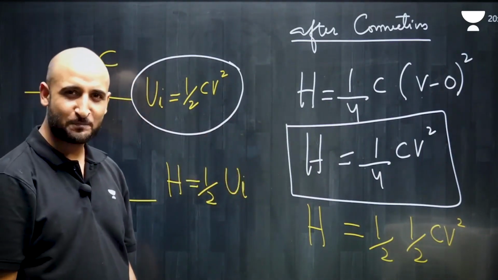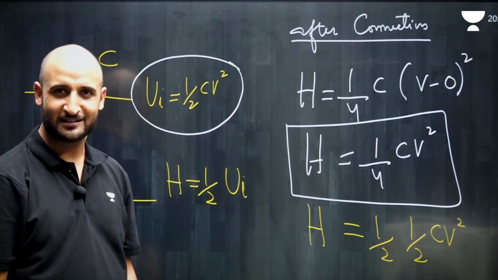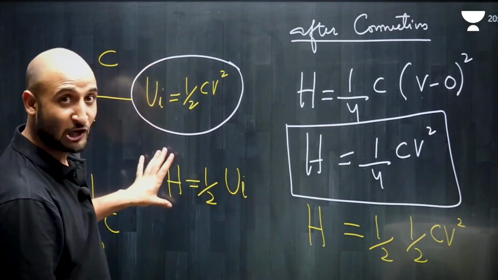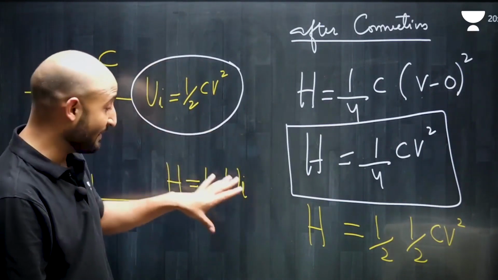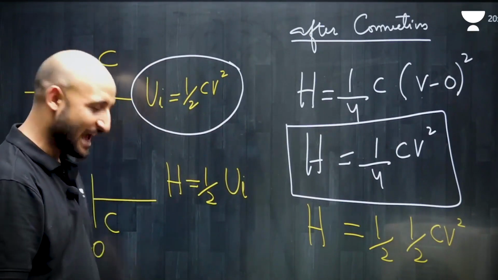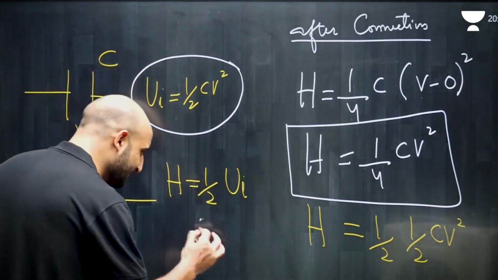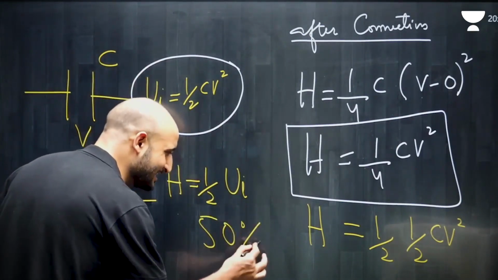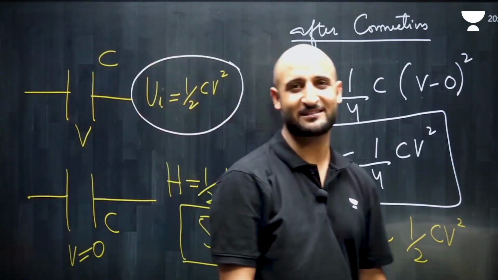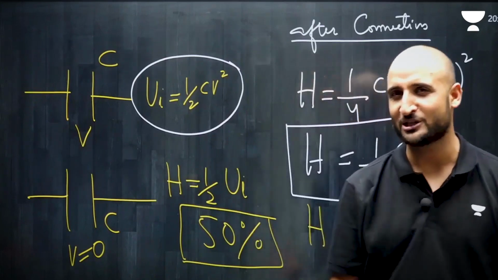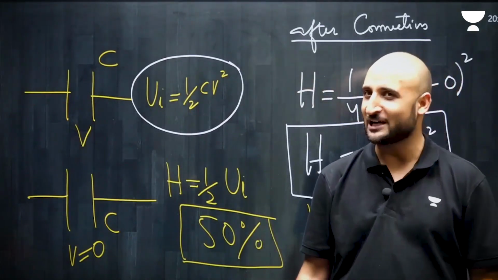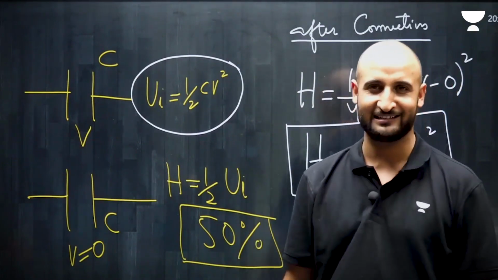Then how much percent of energy is lost? Total energy was U. Amount of heat lost is 1 by 2 into U. How much percentage of energy is lost? Absolutely, you got it right. 50% of the energy has been lost. I'm sure that you understood this question. If not, think again. I'm sure that you have the capacity to think again.